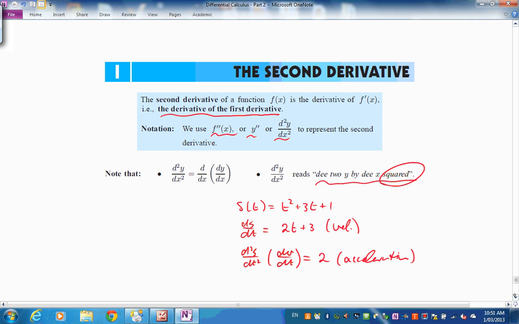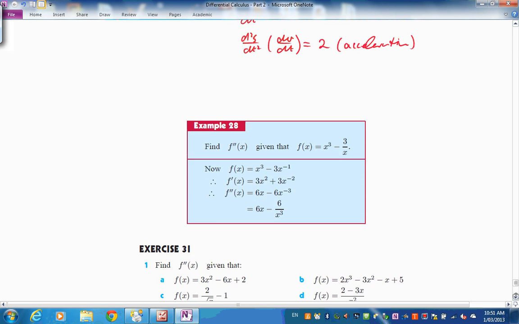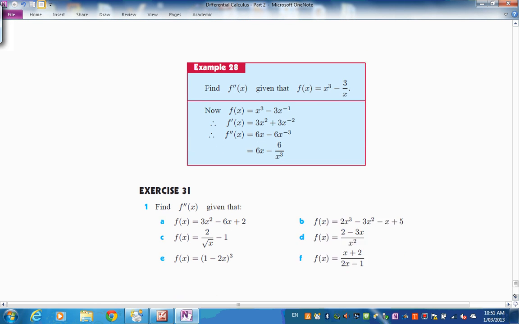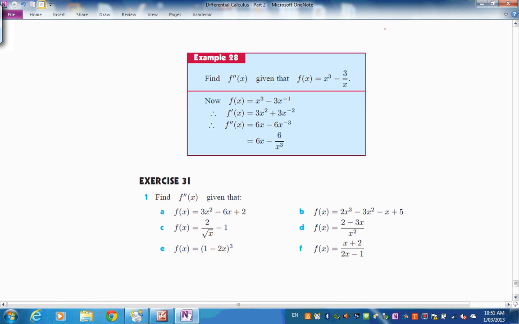Let's have a look at that. So here's an example, and we're not going to do much practical work at this stage with this. So if we have a function, first of all, change that to 3x to negative 1. You can do the derivative, and then you can do it again. Okay, so that's what they're talking about. Finding the rate of change of the derivative.